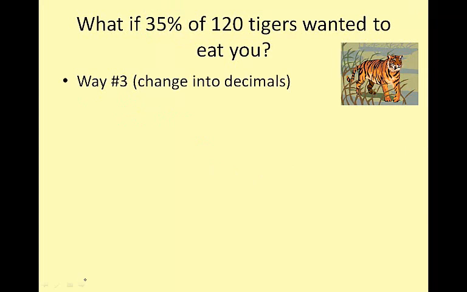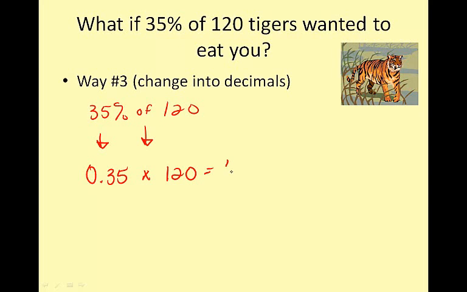The next way is to change them to decimals. So we're taking 35% of 120 still. 35% is 0.35 times 120, which would give me 4,200, but remember I need hundredths, so there's my decimal, so that is 42 tigers.